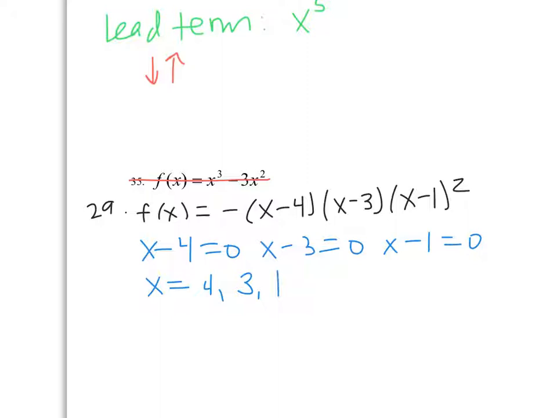So if we want to look at the leading term, we multiply the x's, so x times x times x times x, because that one shows up twice. So that's x to the 4th, and then there's a negative out in front, which is going to apply. So our leading term is negative x to the 4th. So we've got even degree, a negative leading coefficient, so go down on the left and the right.